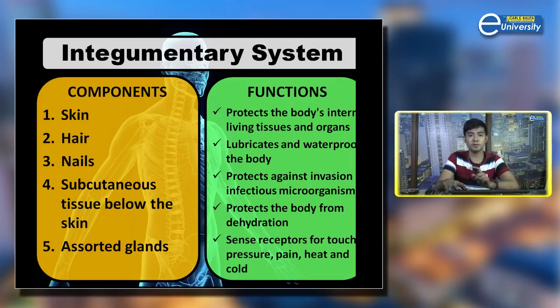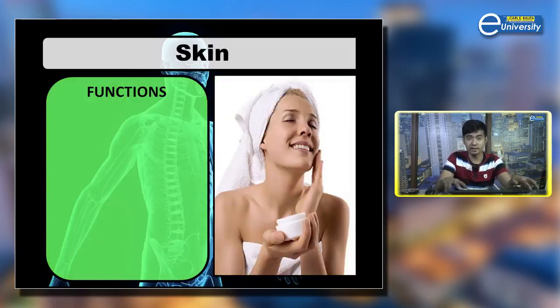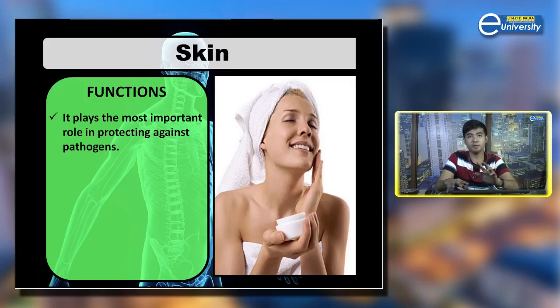So let's start with the first component. Let's start with the skin. The main function of the skin is that it plays an important role in protecting against pathogens. When we say pathogens, those are the disease-causing microorganisms. So our first line of defense is the skin. It is because the skin provides an outer covering on our body as it is covered by what we call keratin and the waxy substances secreted by the sweat glands.